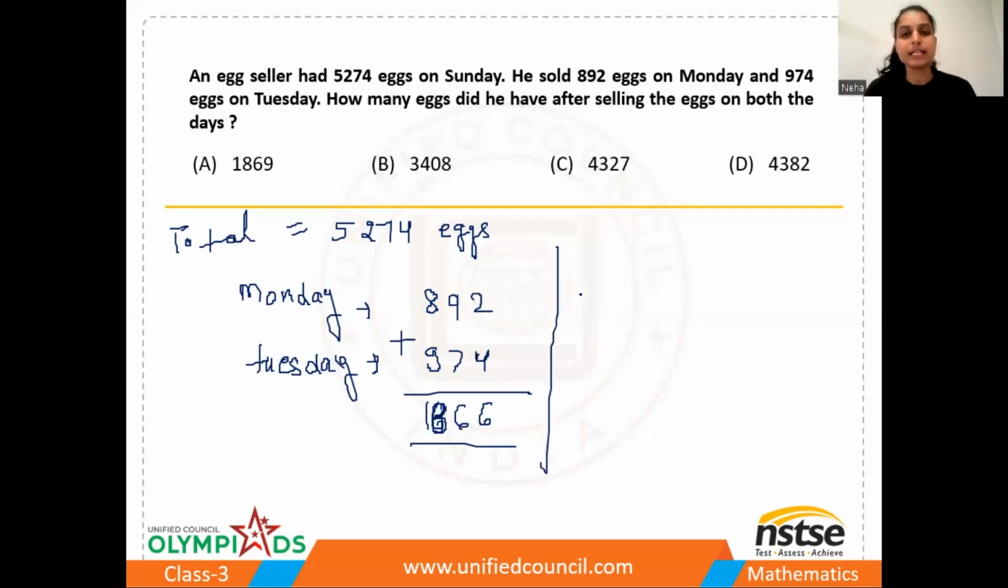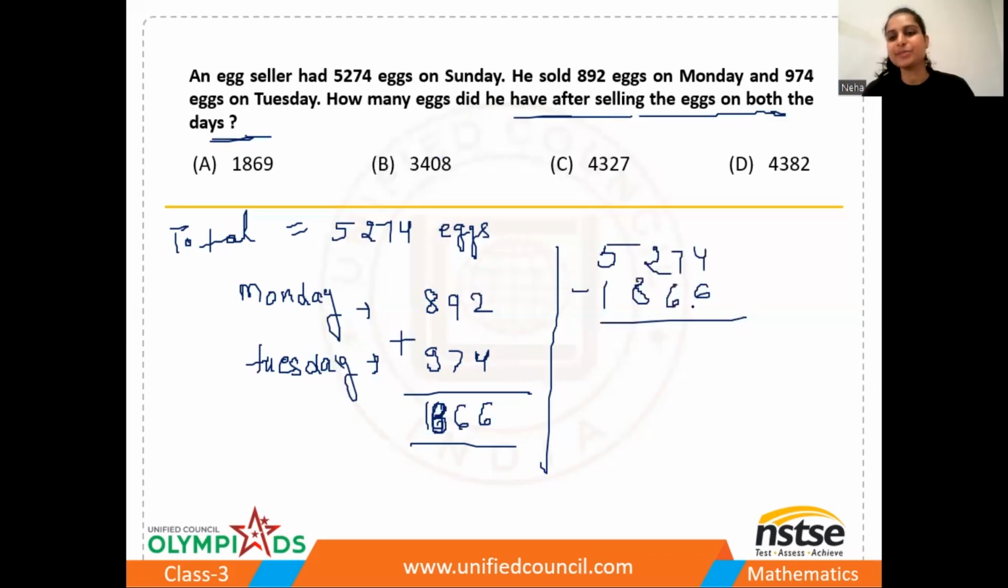Now the question is asking how many eggs did he have after selling the eggs on both days? So how much does he have now? Obviously 5,274 take away 1,866. This much he has. Now that means this is 8, this is 0, this is 4, this is 3, right? So 3,408. Yes, option C is the right answer.